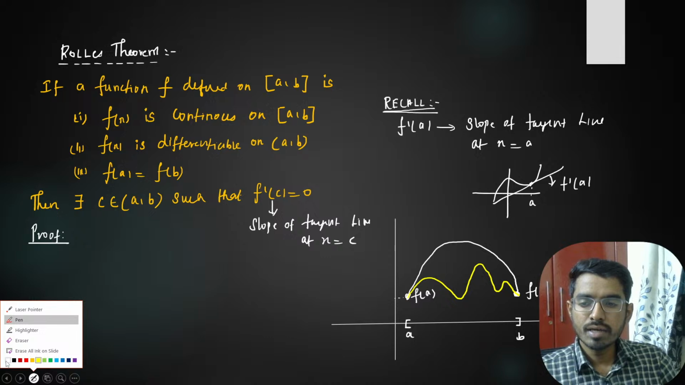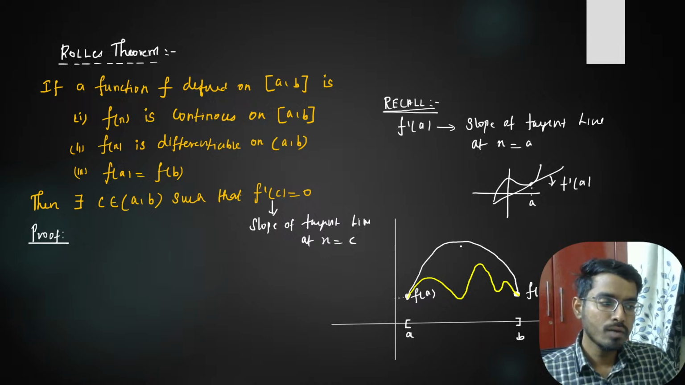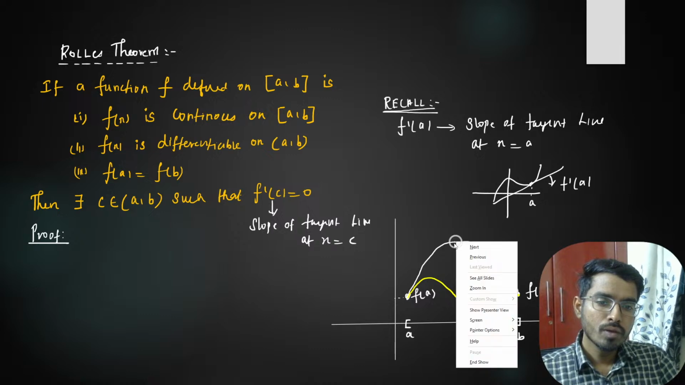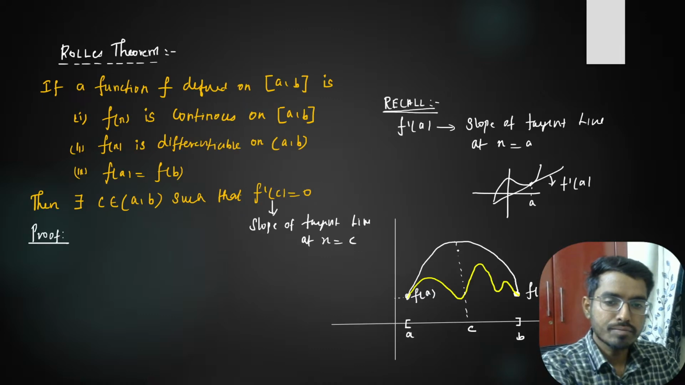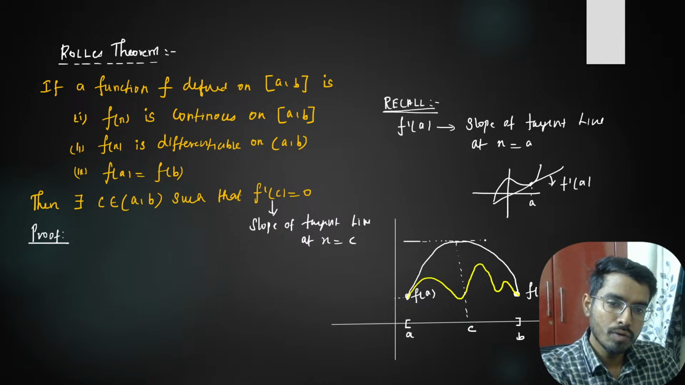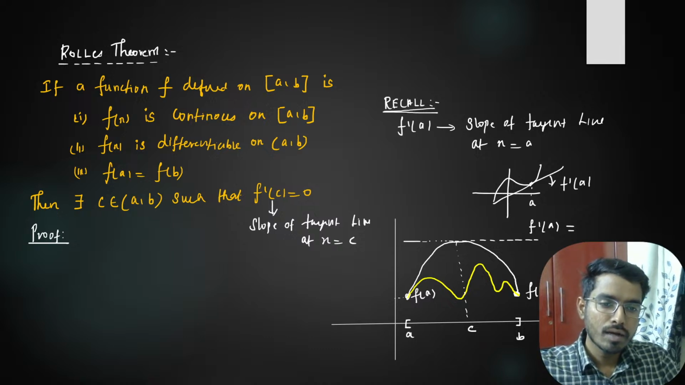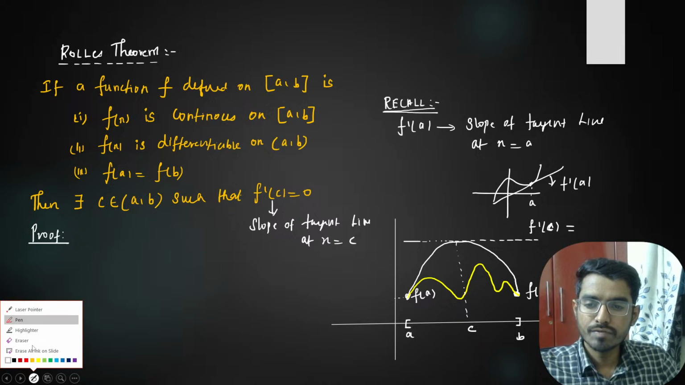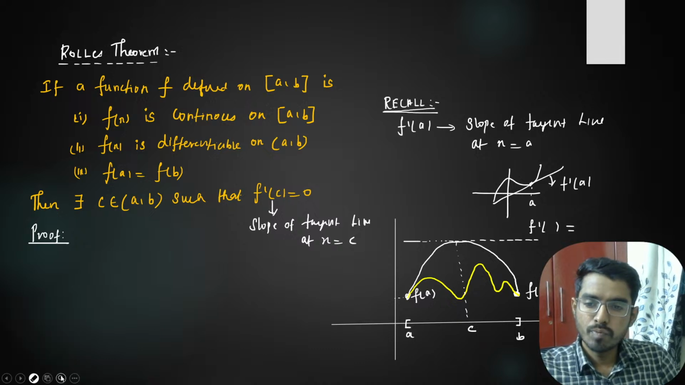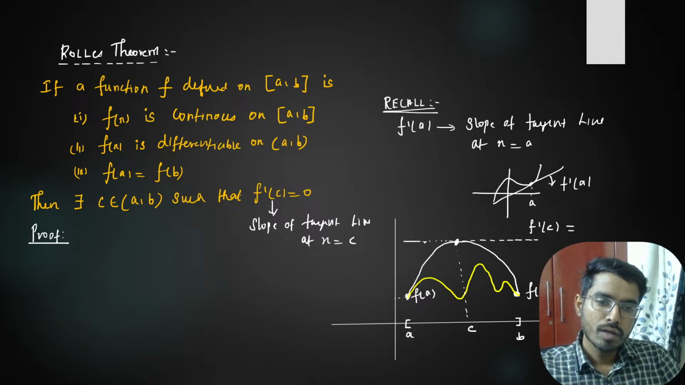Now, in the first graph, the white curve, you can see I can always find a point c in between a comma b whose derivative at this point, right? What is f dash of a? The slope of the tangent line at c, right? Let us call this f dash of c. So the derivative at this point will be f dash of c, right? And you can see this line is parallel to the x-axis, right?